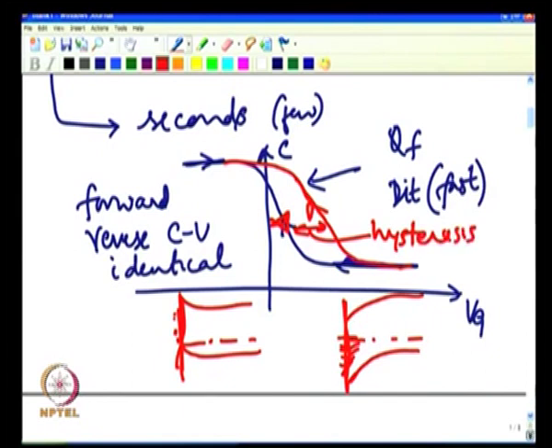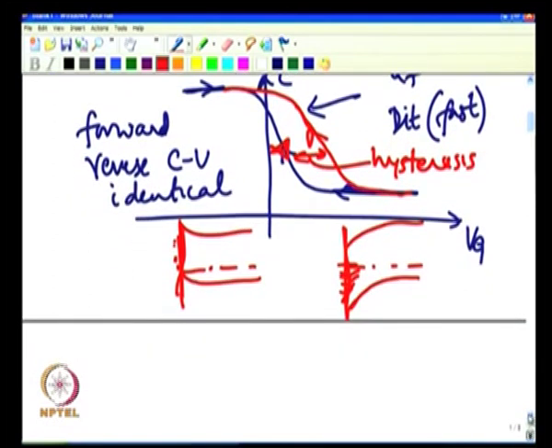Whenever there are slow interface traps the hysteresis is always counterclockwise. Notice here, while you were coming here the CV was like this, and at this extreme you filled a lot of electrons here and the charge is negative, and hence it went in here, and here you have a lot of positive charge, the CV will come here and so on and so forth.